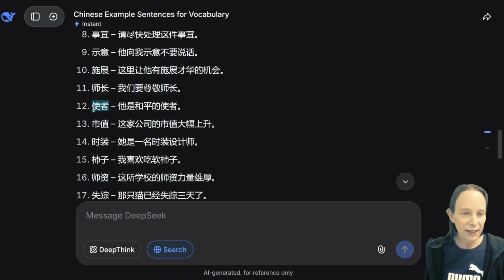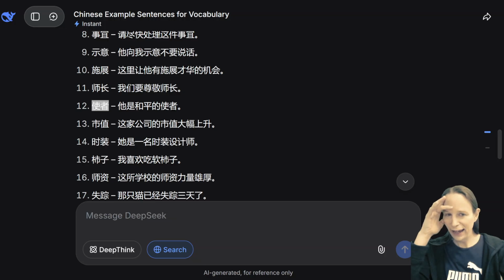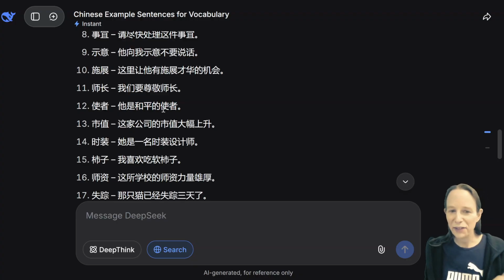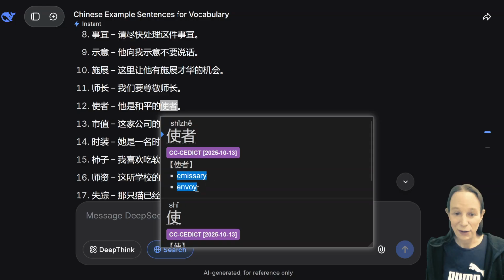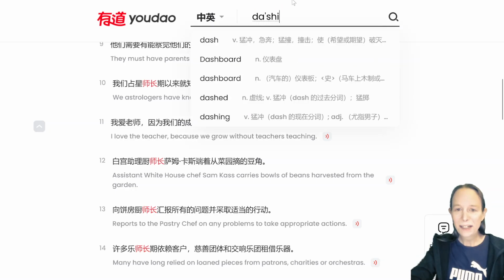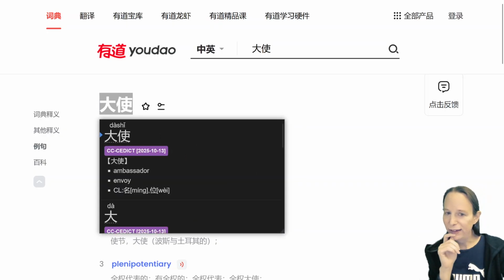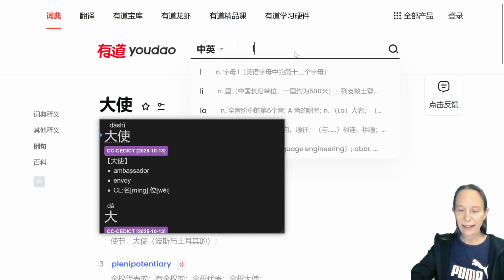使者. 使者 is something like envoy or something in this ballpark. 他是和平的使者. He is the envoy of peace. Wow. Emissary. 使者. Yeah. So you probably know 大使, ambassador. Also envoy. Okay. 大使 and 领使.